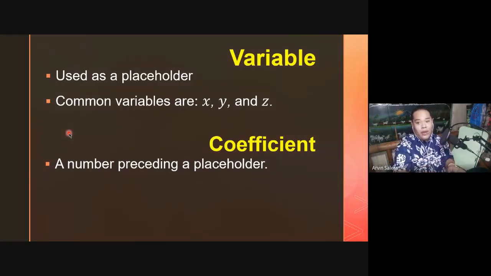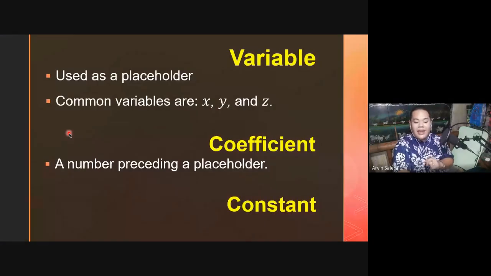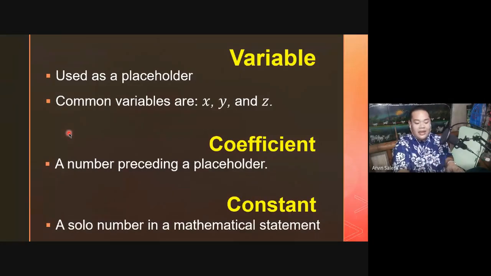The same goes for the exponent. When there is no exponent found above, then automatically the exponent is 1. Okay, next is the constant. It is a solo number in a mathematical statement. We said that a coefficient is a number. So when a number is followed by a variable such as x, y, or z, then that number is a coefficient. But when the number is alone, with no variable following it, then that number is referred to as a constant.